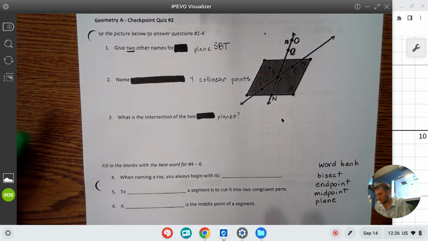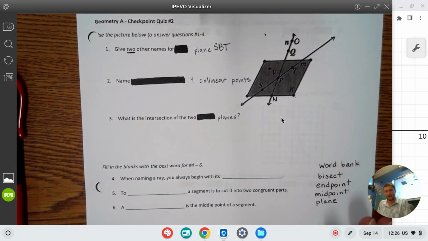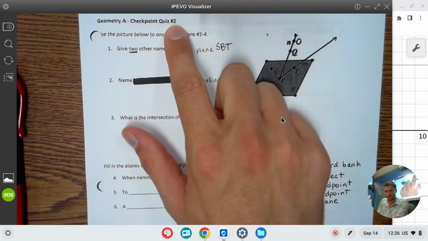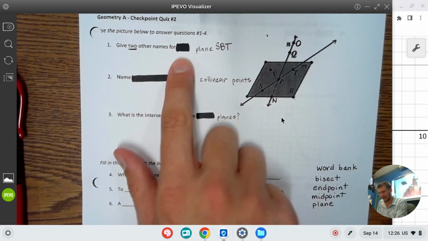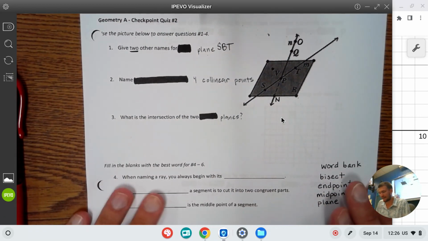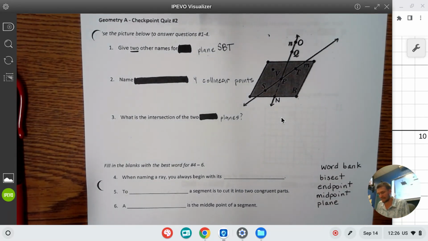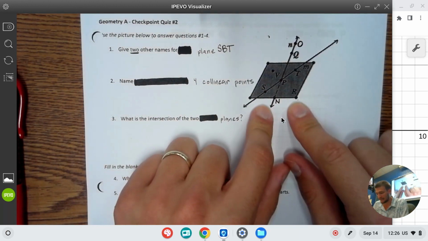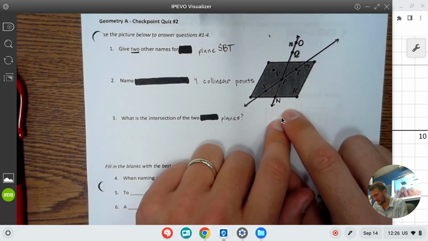All right, we are going to work on a little bit of a quiz review. It says geometry checkpoint quiz number 2, but like I said, I've kind of taken out all the important stuff, replaced them with other answers. So the quiz that we'll take after this will look pretty much exactly like this. We've got a picture. It's a little dark, but you can see it here.